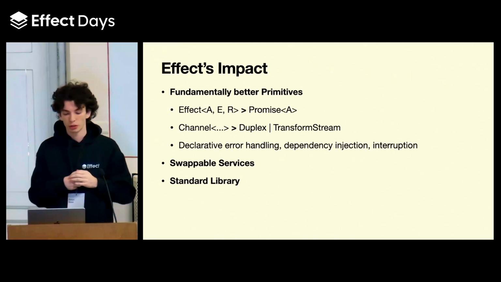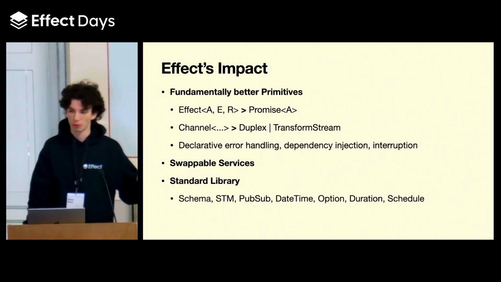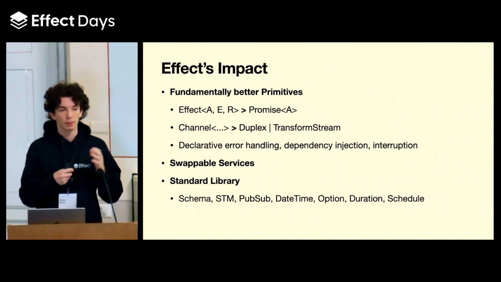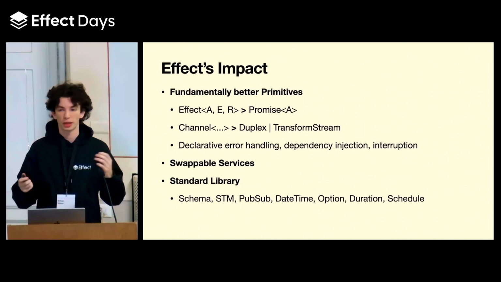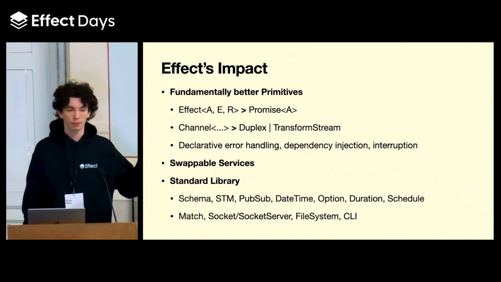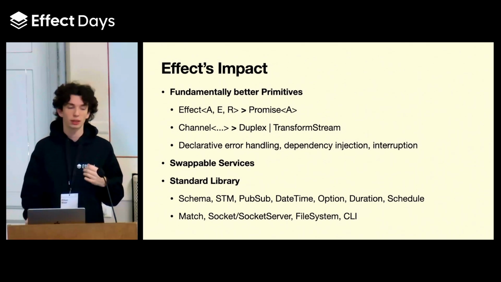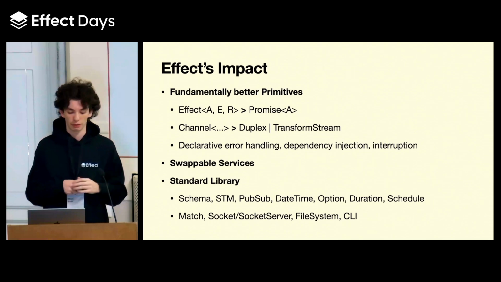And then finally is the rich Effect standard library. And this is just all over this app. So we're using Schema for encoding and decoding the RESP, STM for transactions, PubSub for Redis pub/sub, DateTime for doing the expirations. There's Option, Duration, Schedule. I didn't get to talk about it, but I used Match as well for pattern matching. And then from Effect Platform, Socket and SocketServer, and FileSystem. And then finally Effect CLI.